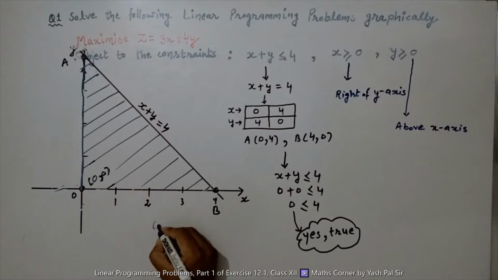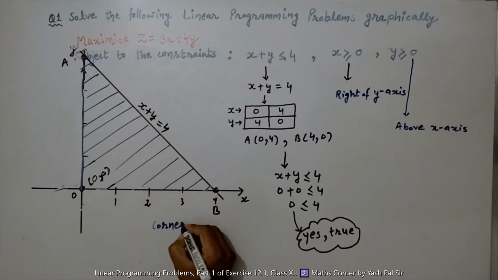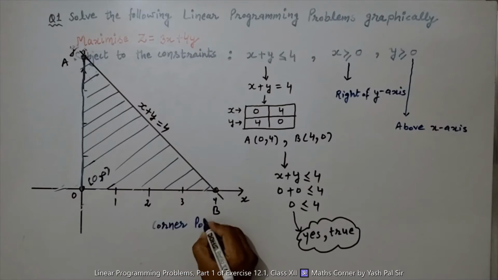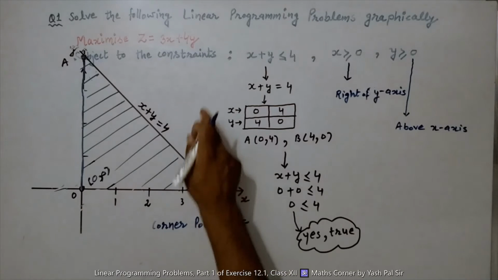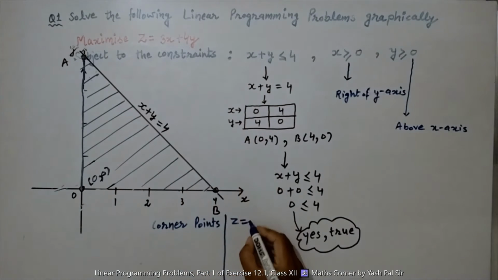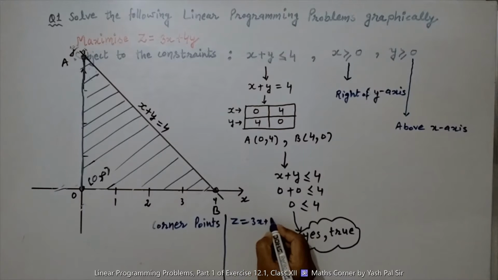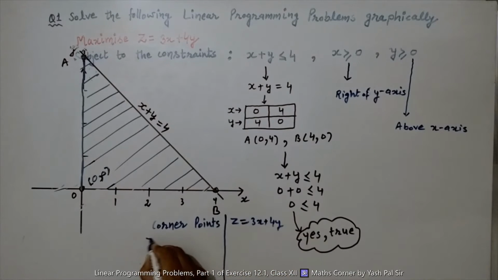Corner points. And what is the value of z? What was z? z was 3x plus 4y.